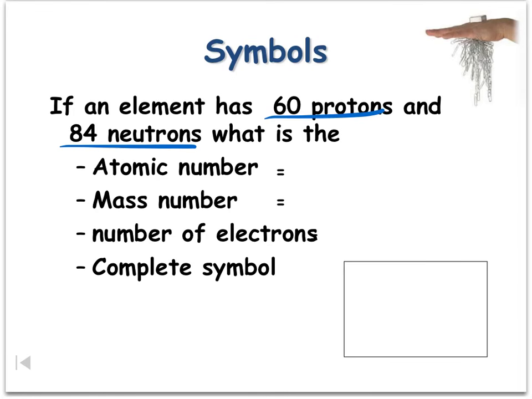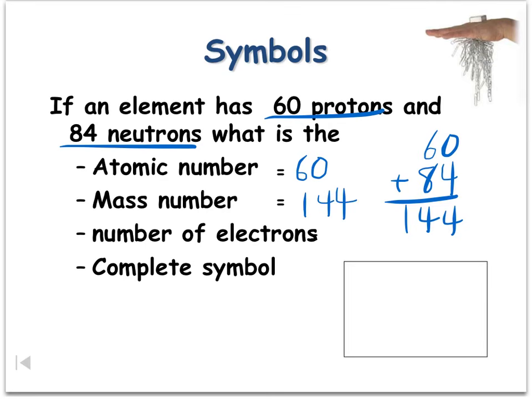The atomic number is always the number of protons, so that's 60. The mass number is the protons and neutrons added together, so 60 plus 84 will give you 144. And then the number of electrons is the same as the number of protons for a neutral atom, so that's 60. And then to find the complete symbol, you need to look at the periodic table and say, okay, what has an atomic number of 60?